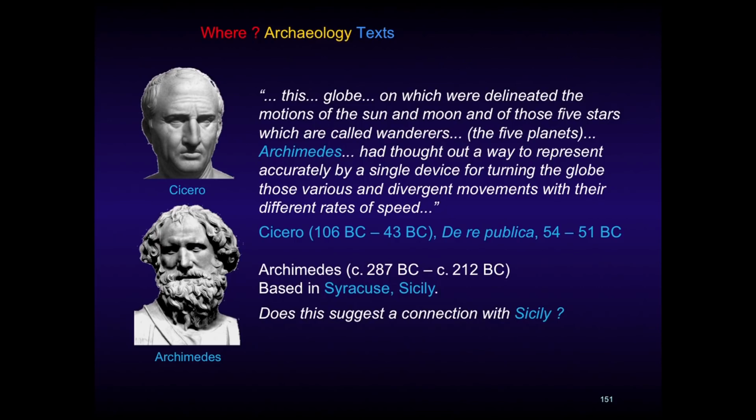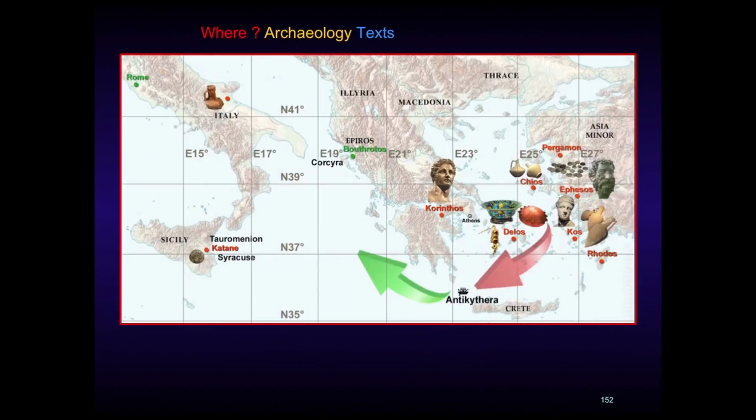The motions of the sun and moon and of those 5 stars, which are called wanderers, the 5 planets, Archimedes had thought out a way to represent accurately by a single device for turning the globe, those various and divergent movements with their different rates of speed, just like the Antikythera mechanism. But Archimedes was based in Syracuse in Sicily. So I'm going to add this to our map, 2 possible origins widely spaced across the ancient Greek Empire.